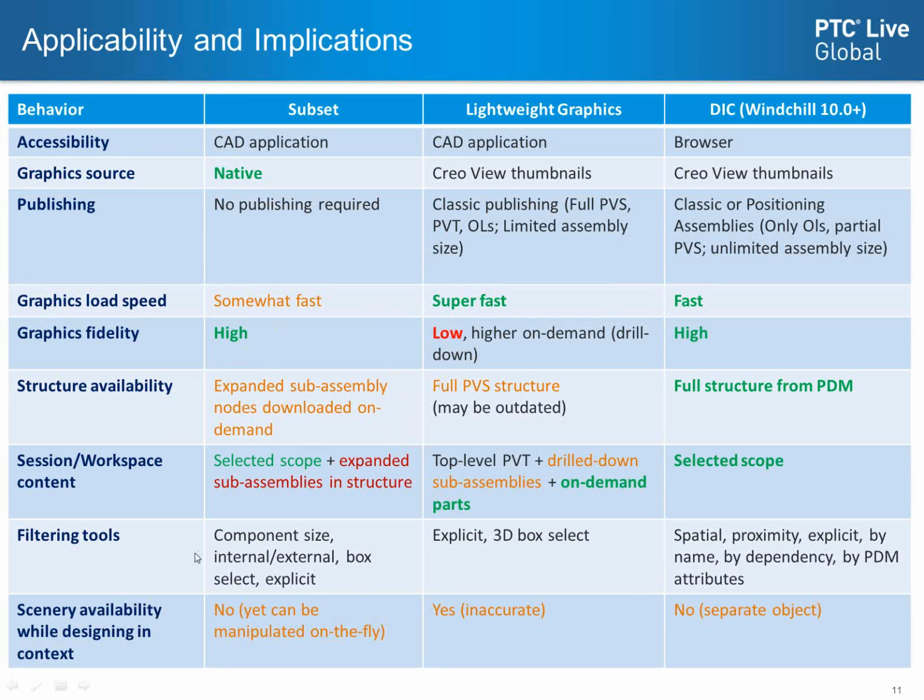As for filtering, there are different types of filters available for every method. So the open subset has the filtering by size, by internal, external, by box selections, or explicitly in structure. Lighted graphics basically allows you to filter directly in the Creo graphics, either explicitly on the structure or by 3D box select. And the Windchill design context has slightly different filters. It has spatial filters, proximity filters, explicitly in structure, by name, or by dependencies and other PDM attributes.